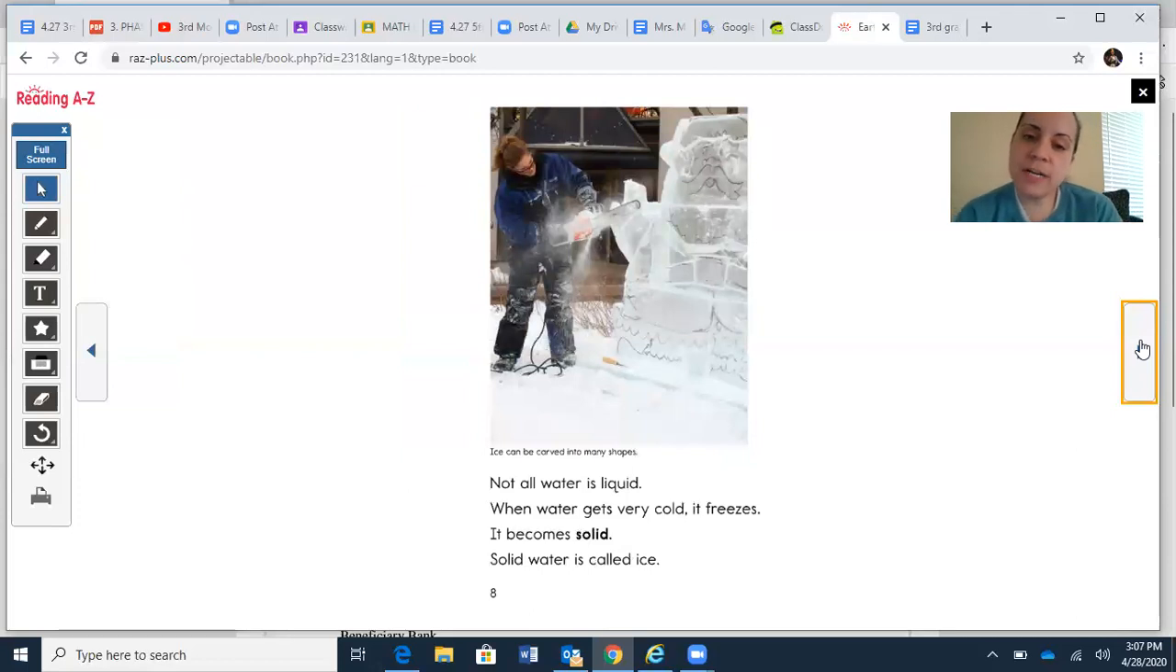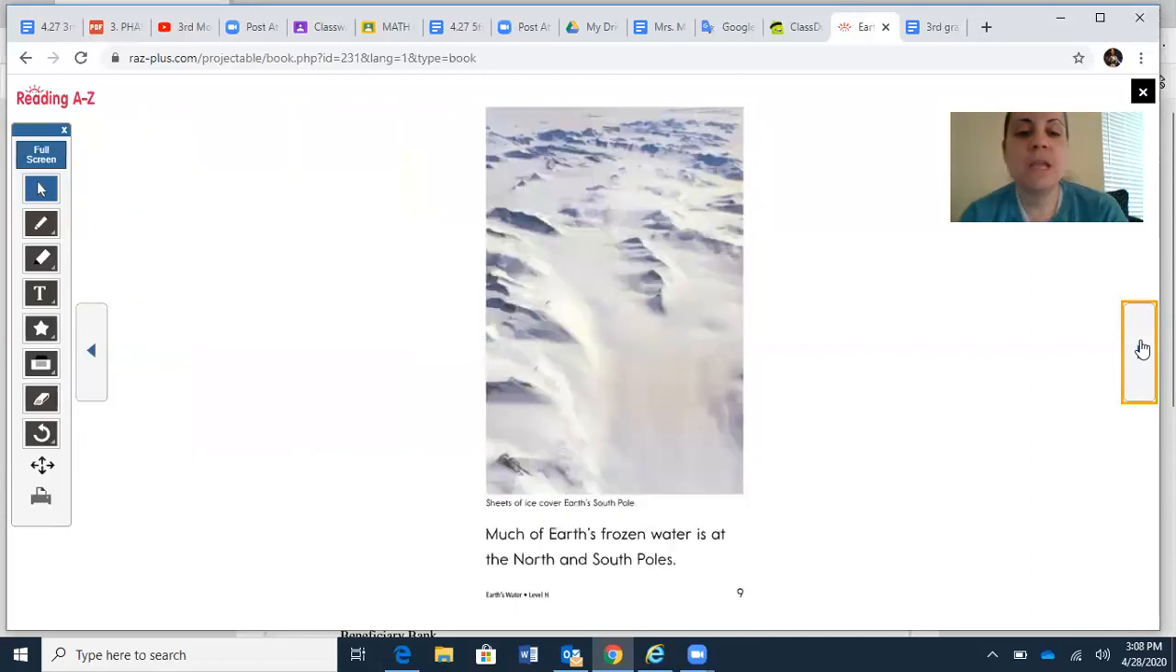Not all water is liquid. When water gets very cold, it freezes. It becomes solid. Solid water is called ice. Good job. Much of Earth's frozen water is at the North and South poles.